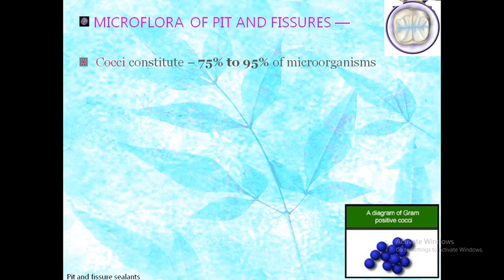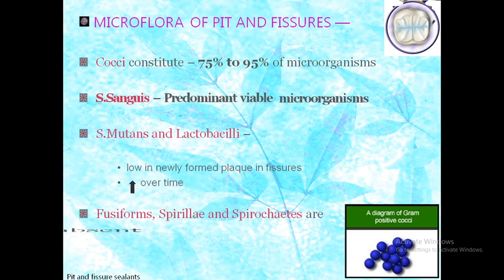Coming to the microflora of the pit and fissures, it consists of different species of streptococci, which constitute 75 to 95% of microorganisms. Streptococcus sanguis is predominant. S. mutans and lactobacilli are generally found in low numbers in newly formed plaque in fissures, and they increase with the progression of time. Different species like fusiforms, spirilla and spirochetes are absent.